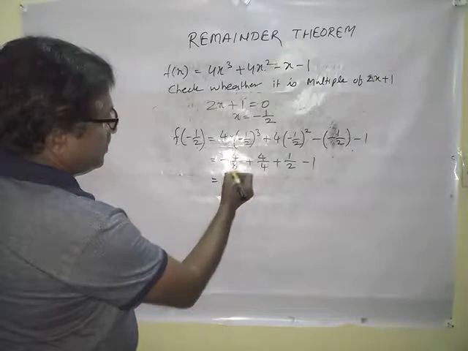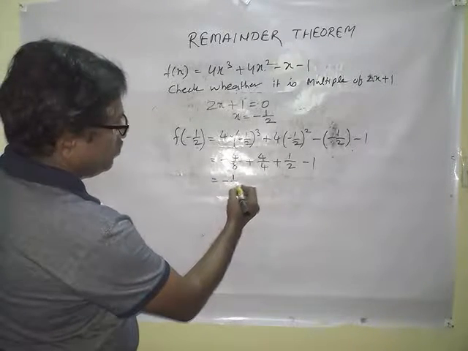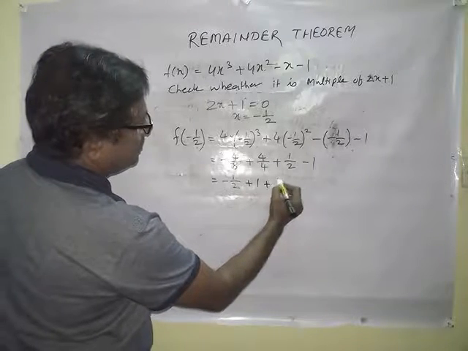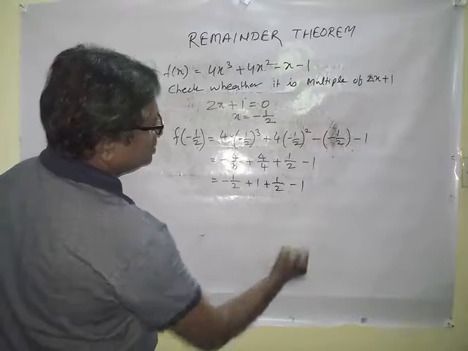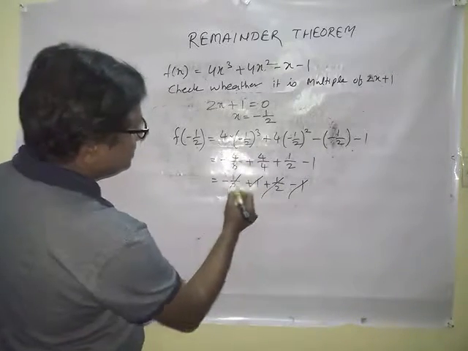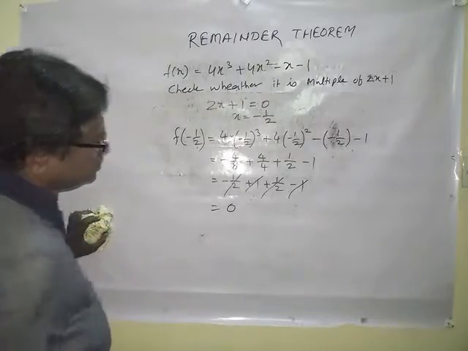So here minus 4 upon 8 is minus 1 upon 2. This will become plus 1. This will be plus 1 upon 2. This is minus 1. Plus 1 and minus 1 get cancelled. This is getting cancelled. So the remainder is 0.